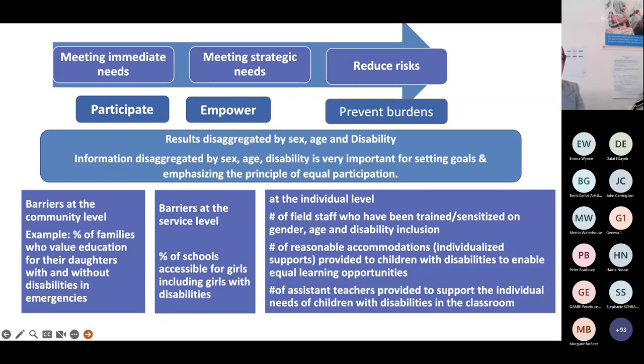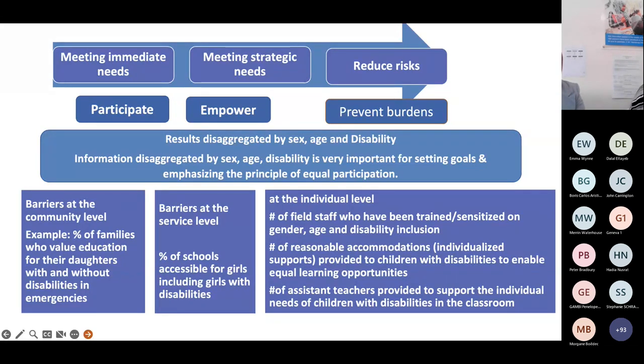One example is looking at the percentage of families who value education for their daughters with and without disabilities in the emergency situation. While empowering and looking at the barriers at the service level, we look at the percentage of schools that are accessible. And I don't mean only physically accessible. Accessible can also mean looking at the attitude of the community and discrimination, staff, no discrimination in the schools.